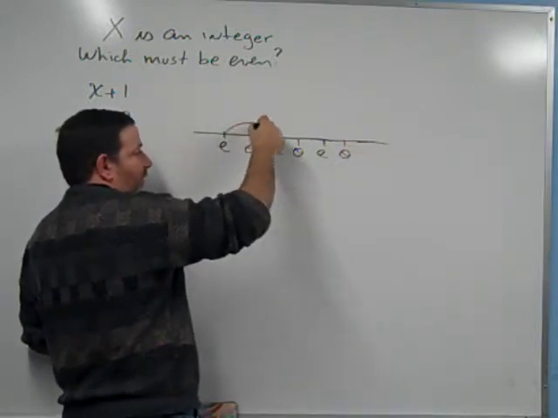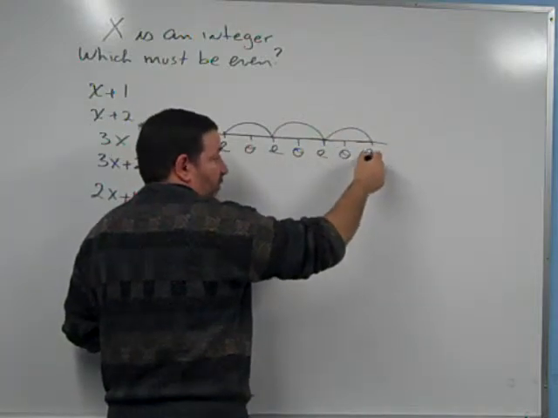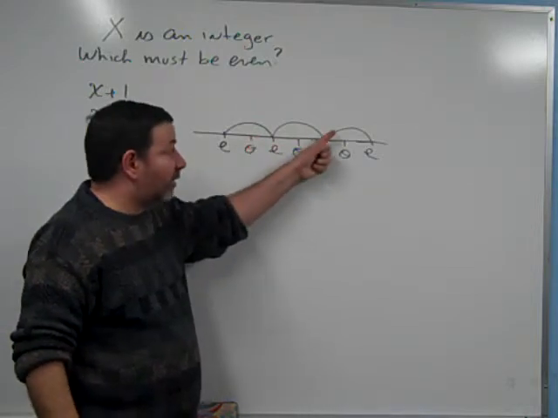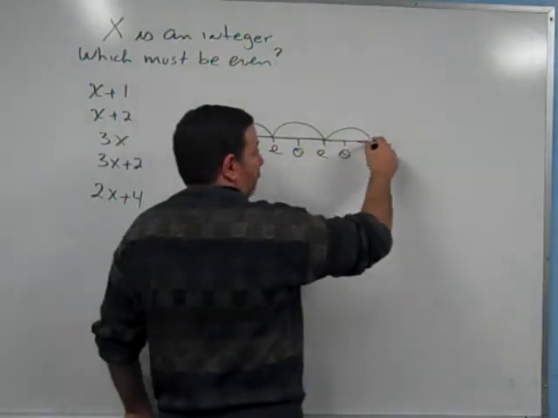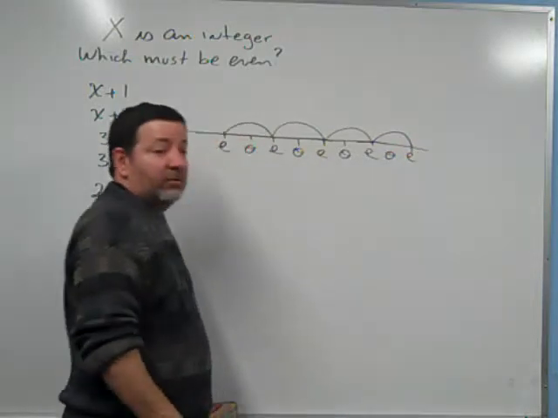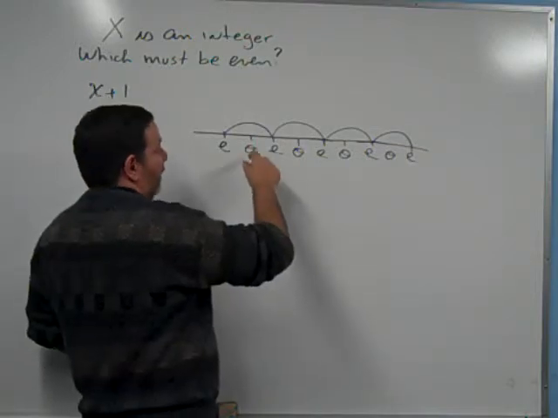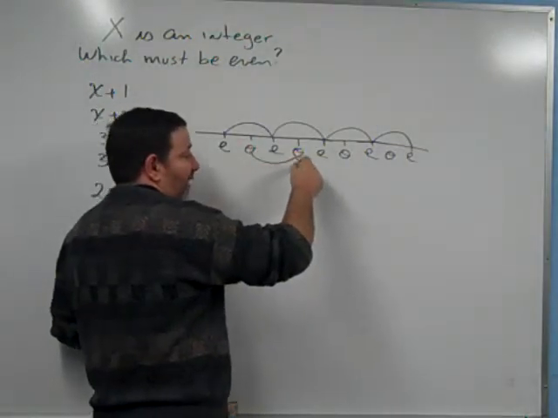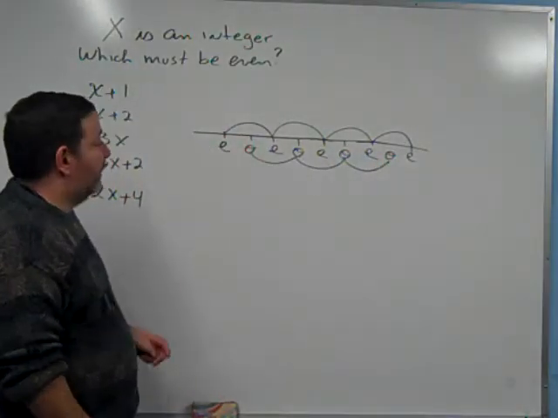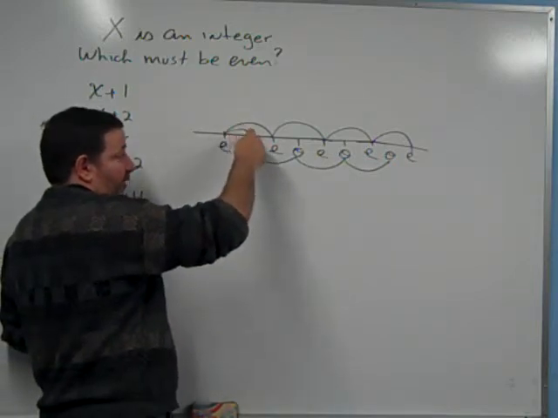If you start with even and you keep adding 2 to it, which means you can add 2, or 4, or 6, or 8, it'll stay even. Same thing with odd. If you have odd and you keep adding 2, it'll stay odd. But when you add 1, it changes.